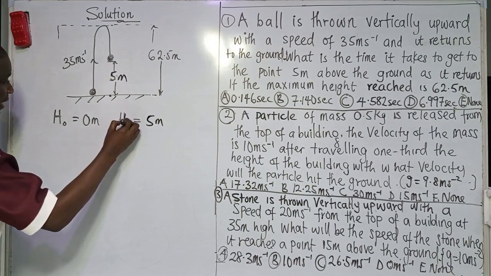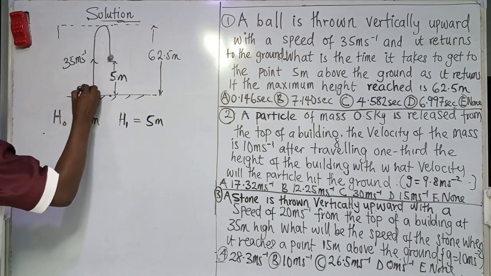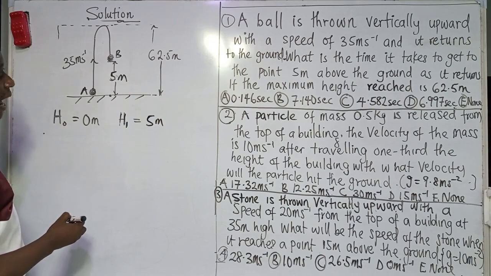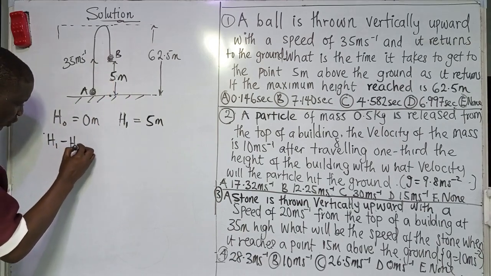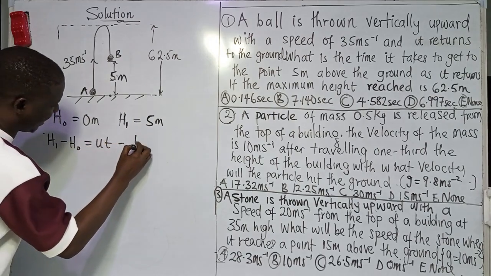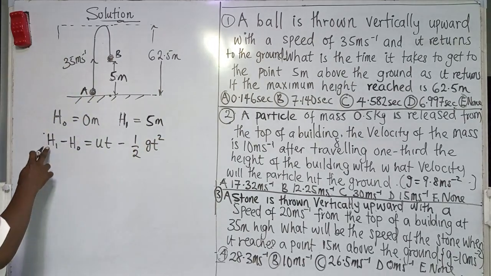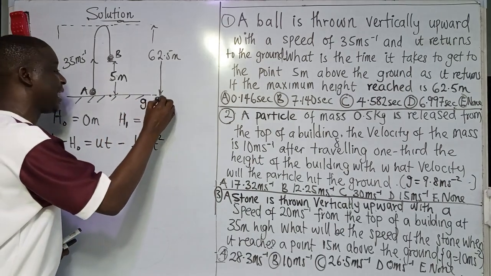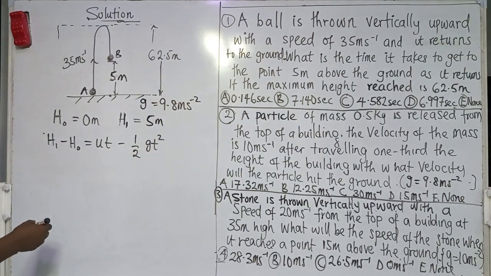Since we know this as 5 meters, we are going to use H1 as our 5 meters, and using the formula, we are looking for the time from A to B. They ask what is the time it takes to get to 5 meters above the ground. So we are going to use H1 minus H0 equals UT minus half GT squared. That's the formula we are going to use, because it has the time we are looking for. Let's take G to be 9.8 meters per second squared.